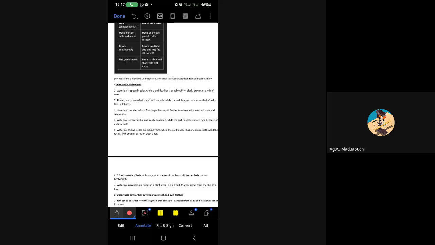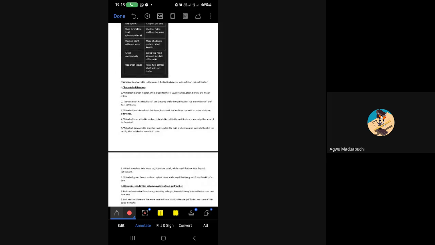All right. So back to class. Now let's compare the texture of the two specimens. For water leaf, I want to believe all of us have held water leaf before. We may not have held quill feather before, but we would have held water leaf before. We know that water leaf is very flexible, it is very soft, the surface is also smooth. Okay, compared to quill feather.